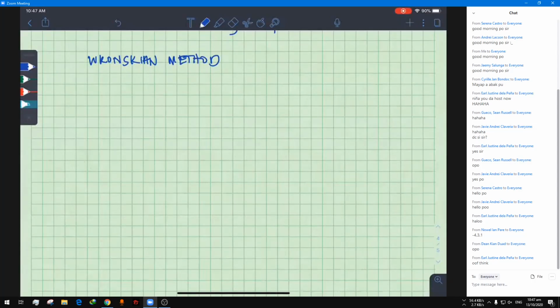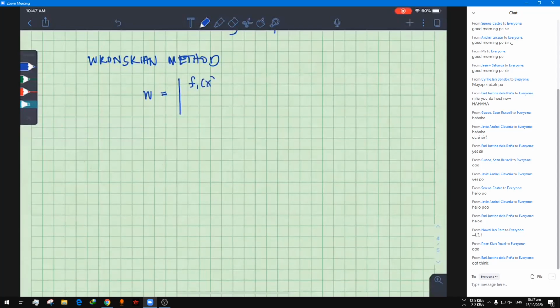So the Wronskian method can be used to determine whether a set of functions are dependent or independent with each other. So how do we do that? Ang formula natin ganito lang. We are just going to determine or evaluate yung determinant natin. Lagay lang natin yung functions natin.